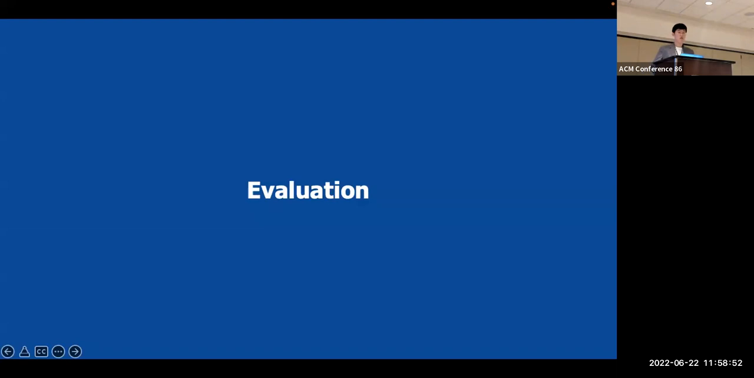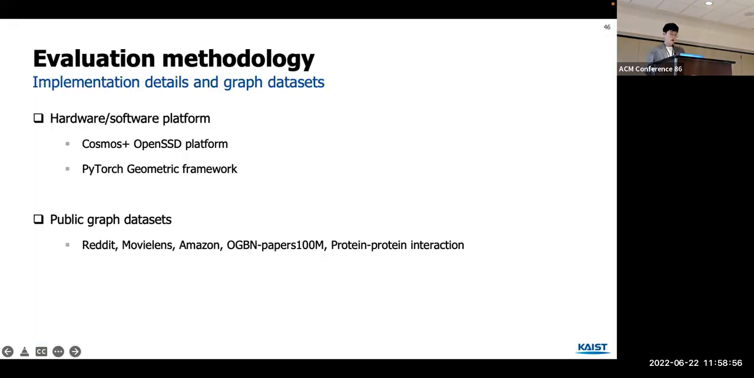Now, let me move on to our evaluation methodology. Our ISP hardware prototype was implemented using the Cosmos Plus OpenSSD platform, and we used the PyTorch Geometric framework for our software system. Also, for our evaluation, we chose 5 public graph datasets.